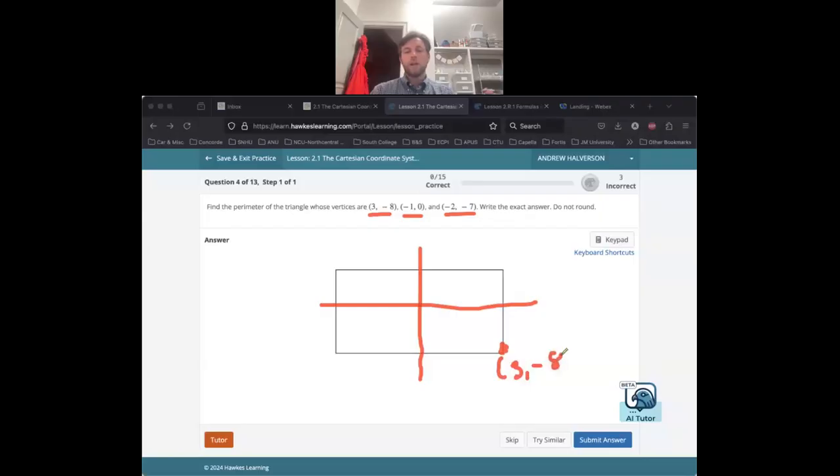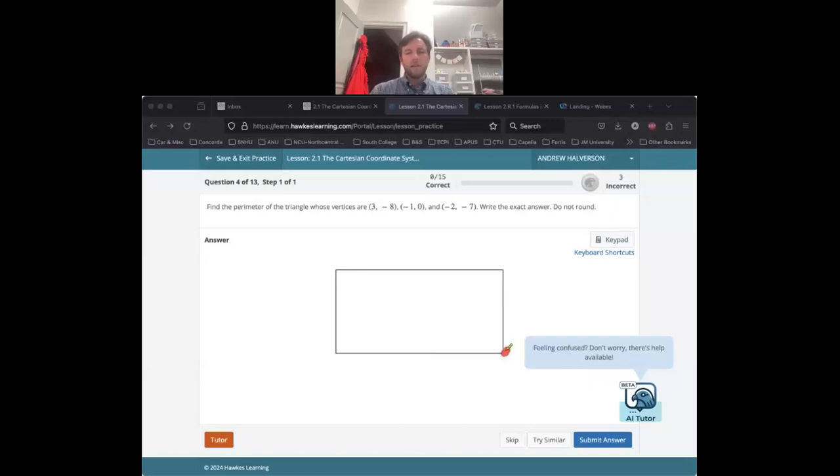Just use your left, right, up, down. -1, 0 is 1 to the left. So it's right here. It's not going to fit this perfectly, so let me take it off, but that's the idea. This one corresponds to 3, -8. -1, 0 corresponds to this one up here. And -2, -7 is 2 to the left, 7 down. So that's this one down here.